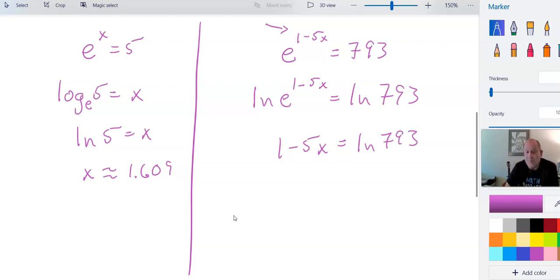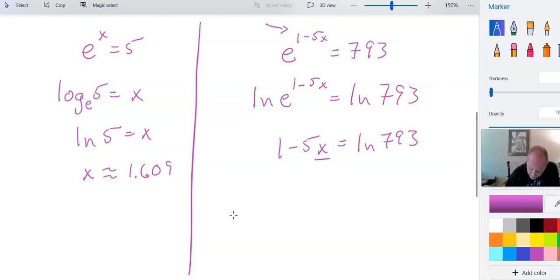Okay, now the natural log of 793 is a number, right? It's an exact number. It's an irrational number. It goes on forever. I'm going to leave it as the natural log of 793 until I'm done, so I can see the full exact answer, and then I can find a decimal approximation. So the goal is still to get x by itself.